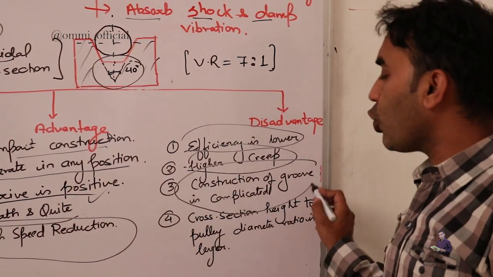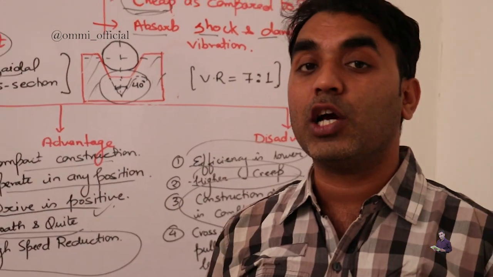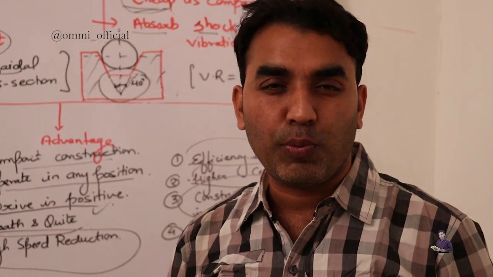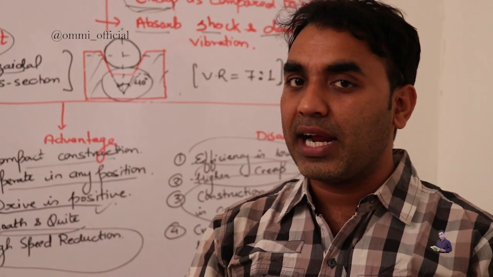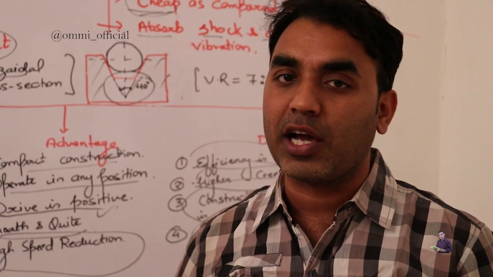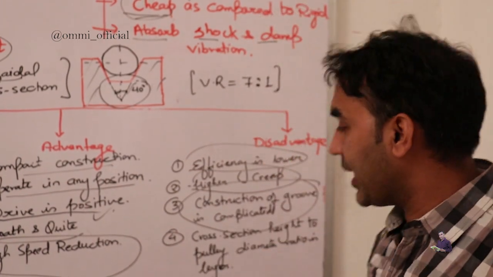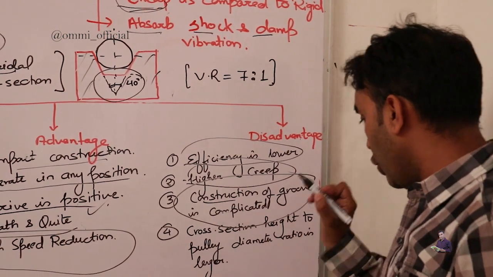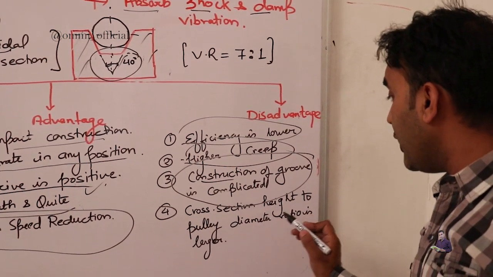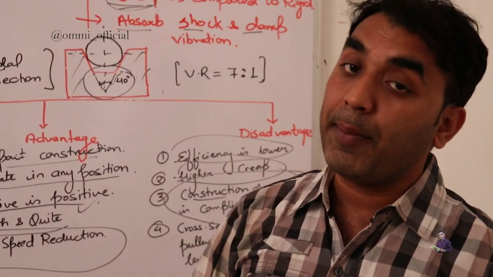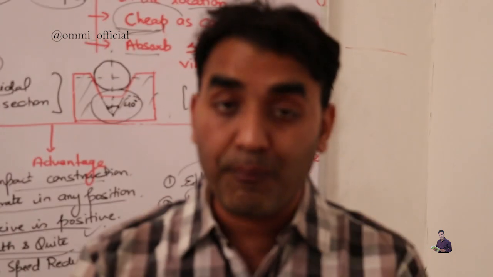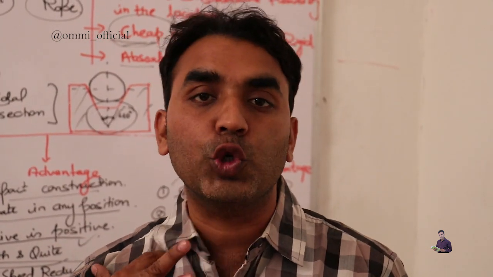Construction of the groove is also complicated. Sometimes, how much angle you have to provide. Basically we are going to provide 40°, but the side angle sometimes is going to change as per requirement, and you have to apply a lot of skill in the construction of the groove. Next, the cross sectional height to pulley diameter ratio is larger, and because of that the bending stress is going to be more and more, and sometimes it also leads to failure.